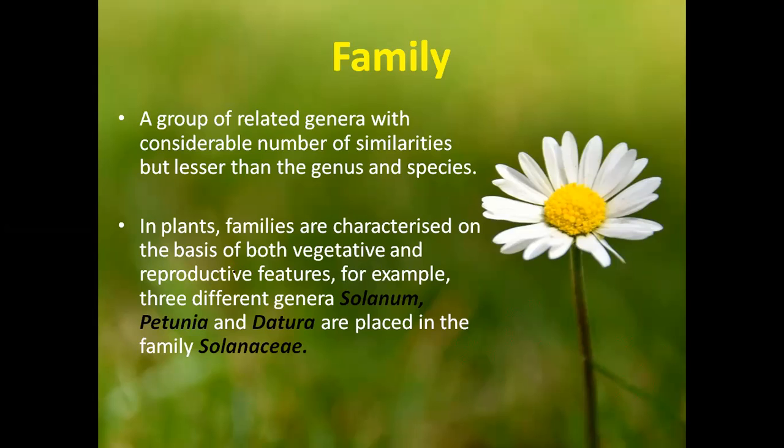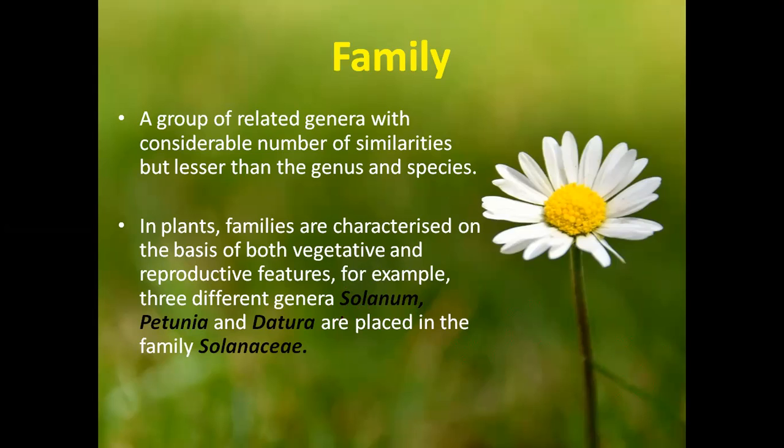For example, we'll start with the first genus, that is Solanum. In it there are brinjal, potato, tomato. All these plants are included in the genus Solanum. So when we are characterizing families, we see both vegetative and reproductive characteristics.